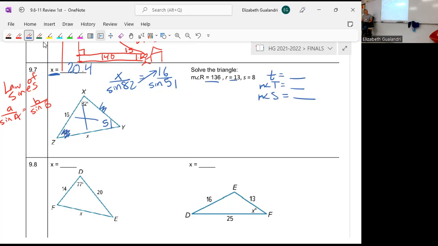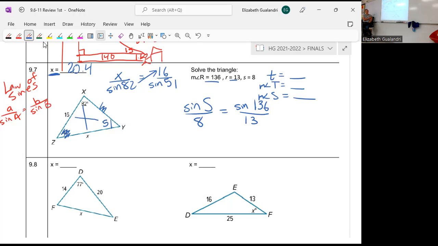Okay, so the first thing I'm going to solve for is the measure of angle S because I'm given the little s. So I need something where I know part of it. So using that to measure angle S, I'm going to do the sine of S over little s, which is the 8, equal to the sine of the angle that I know, which is the 136, over the one that's opposite it, which is the 13.